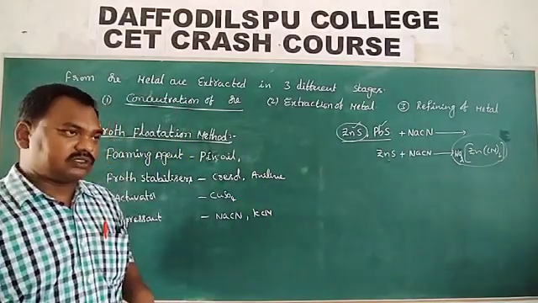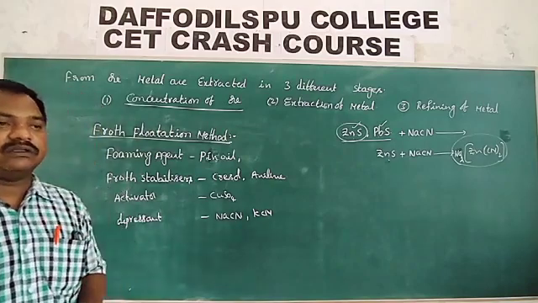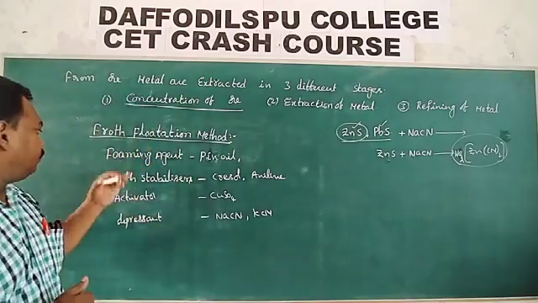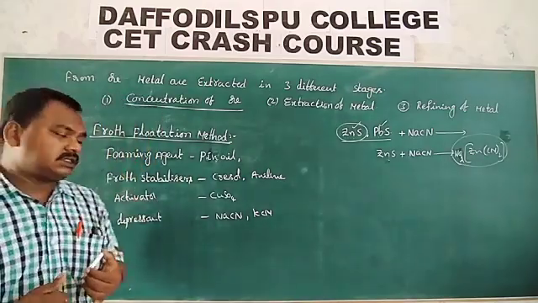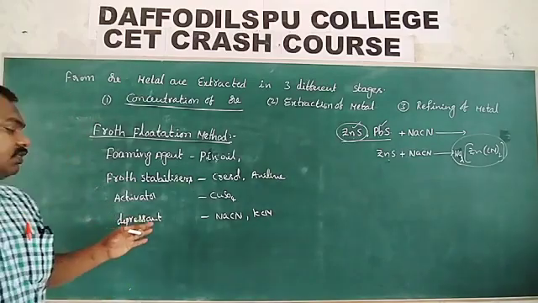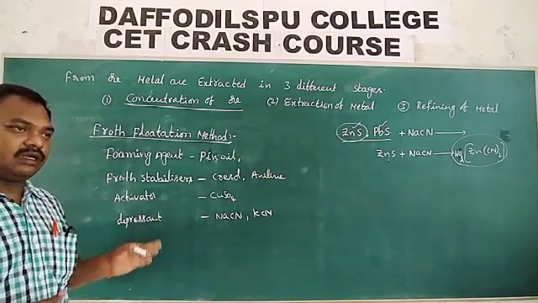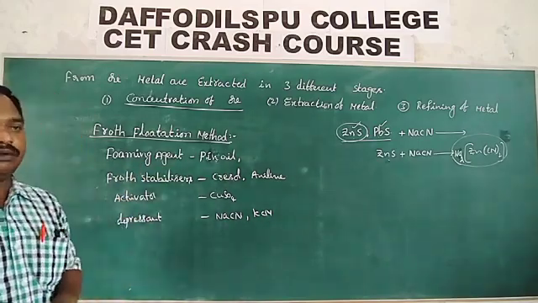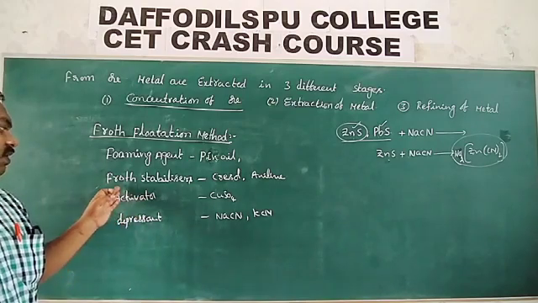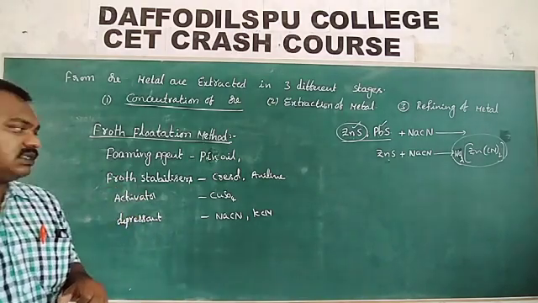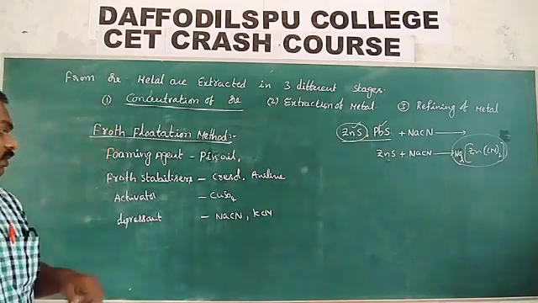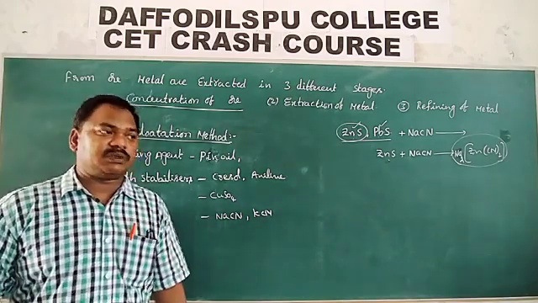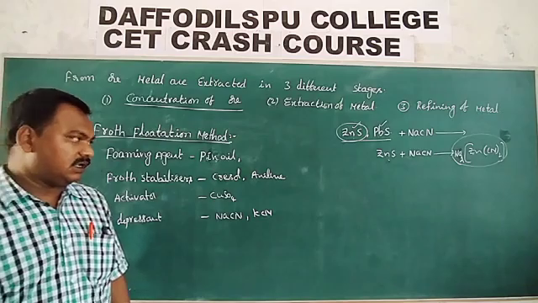So in the froth flotation process, finally, powdered ore is mixed with water, foaming agents, froth stabilizers, activators, and some required agents like depressants if needed. Foaming agents will make the formation of foam. Foaming agents are phenol and those things. Froth stabilizers are cresol and aniline. Activators are copper sulfate. Generally used depressants are sodium cyanide and potassium cyanide.